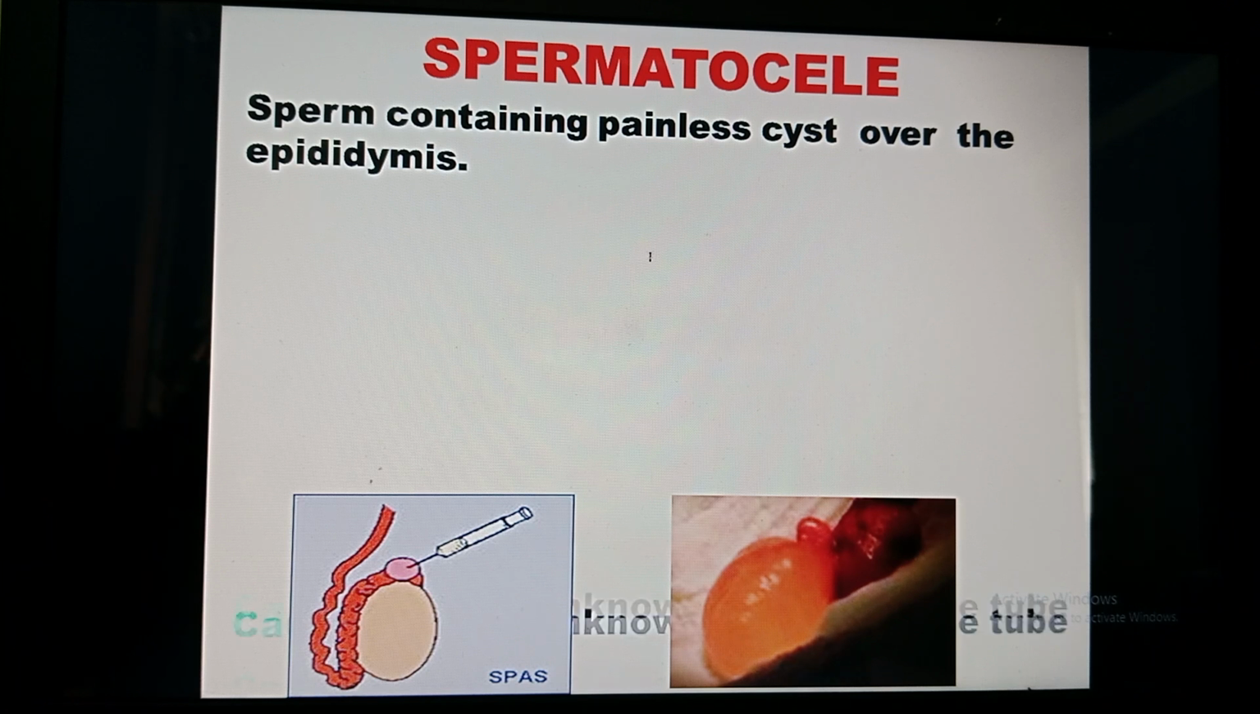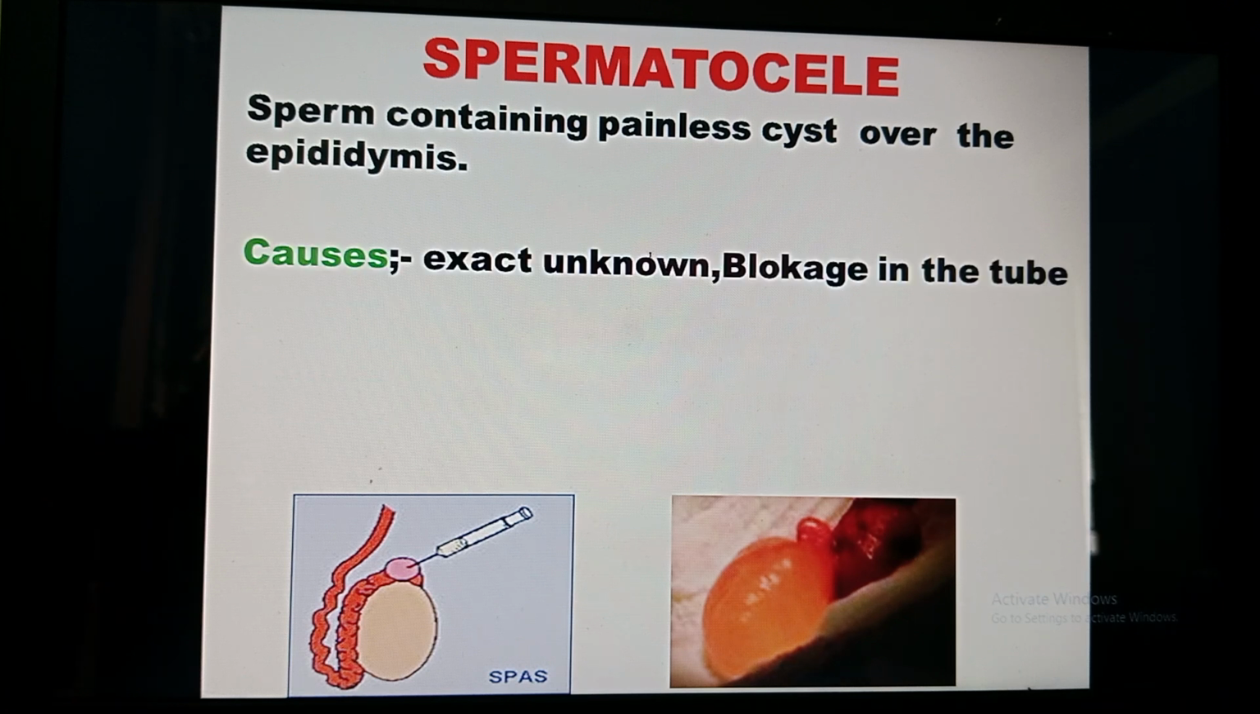So what may be the causes for the cyst? The exact cause is unknown. Some research suggests there may be a blockage in the tube. What is the main function of the epididymis? Two in number, on the left as well as the right side, the epididymis carries the sperm. So with any tube blockage, the sperm will block there itself and form the cyst.